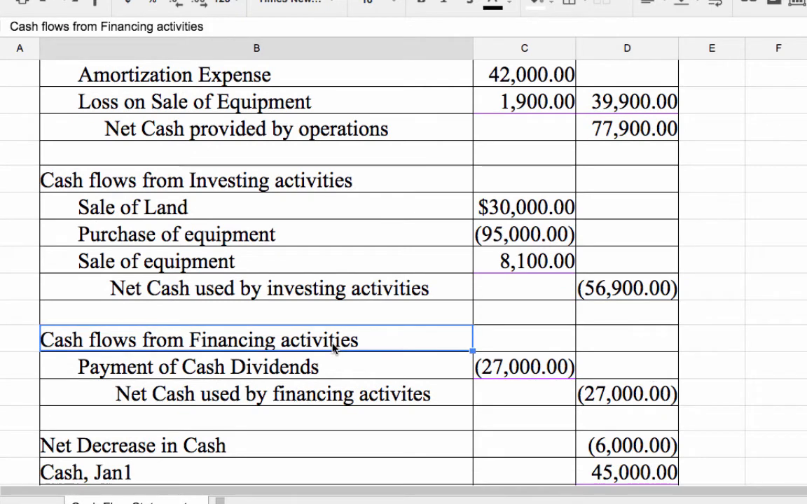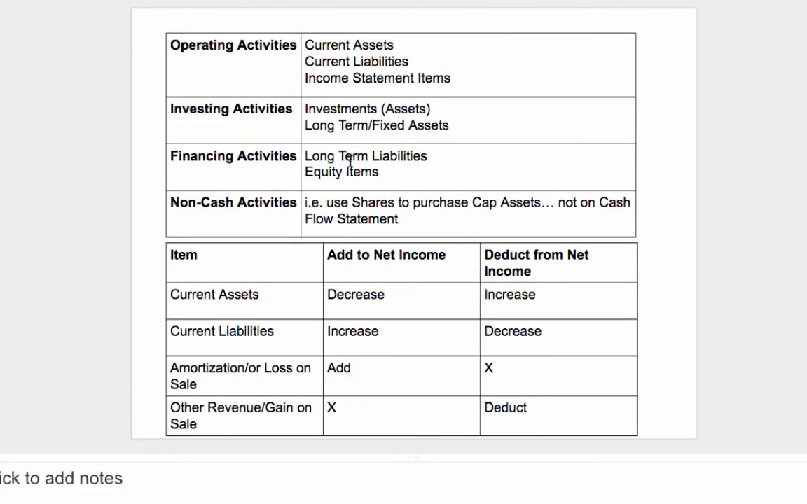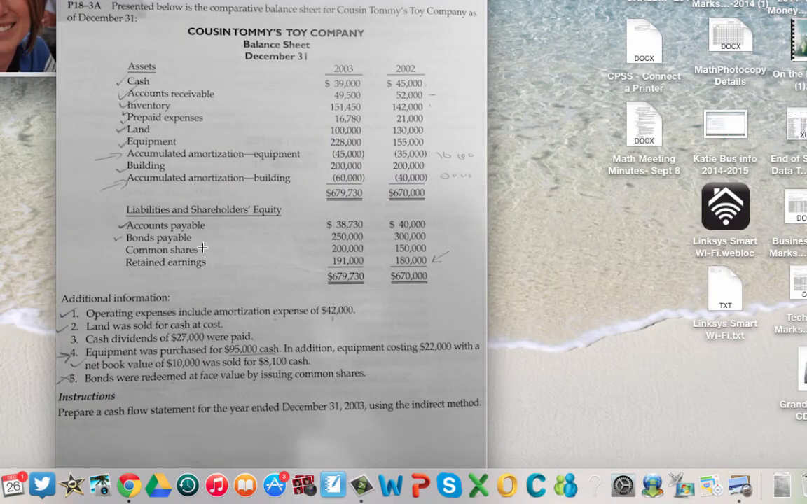And then finally, we're going to look at our financing activities. So if you recall from our cheat sheet, for financing activities, we're going to look at our long-term liability changes and our equity items. So if we go to our long-term liabilities, well, there's one there, bonds payable. It was $300,000 at the beginning of the year, and now it's gone down $50,000 to $250,000. Let's see if we used cash for those bonds. Okay, it says bonds were redeemed at face value by issuing common shares. So in other words, we gave the people we owed money to who bought bonds common shares in exchange for what we owed them.